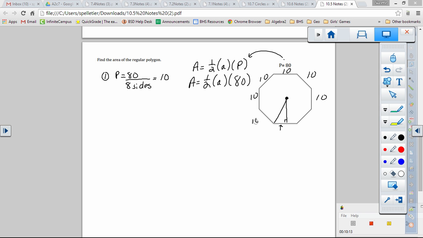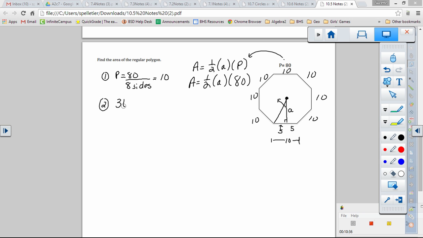Okay? If every side is 10, then this piece is 5. Each of these is 5. Okay? So that's the first part. And then remember, of course, I'm looking for the apothem. I don't know it. And in order to use a trig function, I need to know the angle. Okay? So let's find the angle.